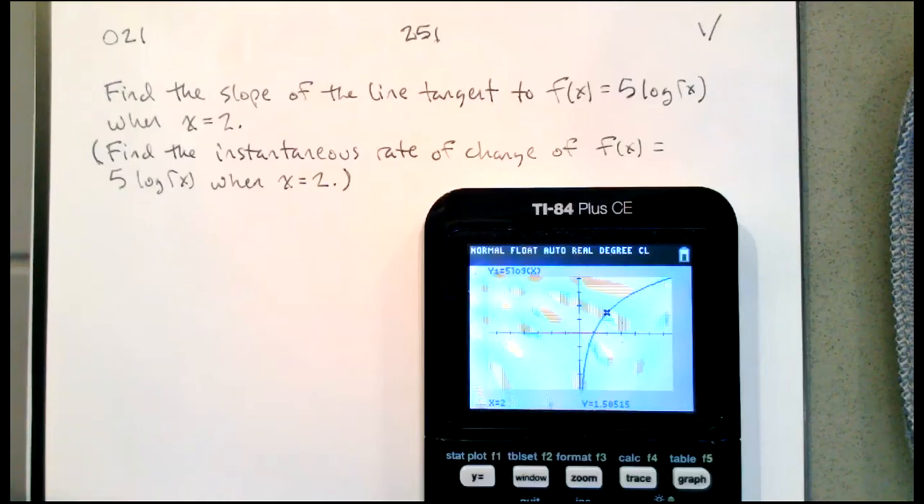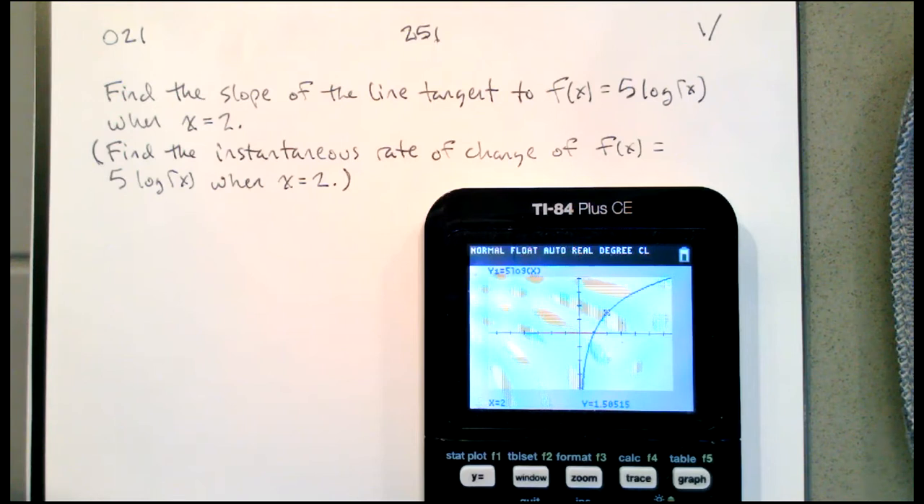Here's the problem that we want to think about today. We want to find the slope of the line tangent to the function f of x equals 5 times the log of x when x equals 2. This is equivalent to asking for the instantaneous rate of change of the function when x is equal to 2. So this is like a speedometer reading for the function.